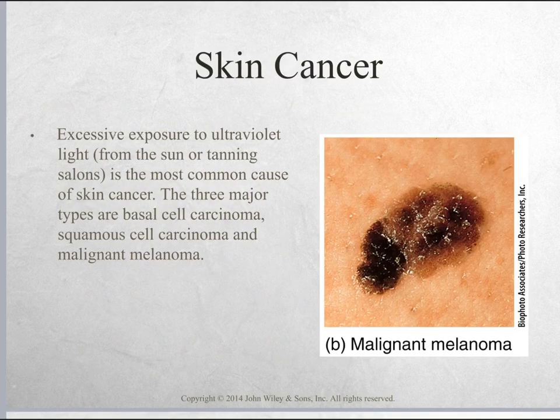Skin cancers. We could look at some pathologies of the integumentary system. So what happens when disease ensues? So how does skin cancer develop? The picture on the right is a malignant melanoma. And how do we detect this? Abnormal, uneven, roughened bumps on the skin that grow in size. What causes it? Excessive exposure to ultraviolet light, so UV light, from the sun or tanning salons. This is the most common cause of skin cancer.